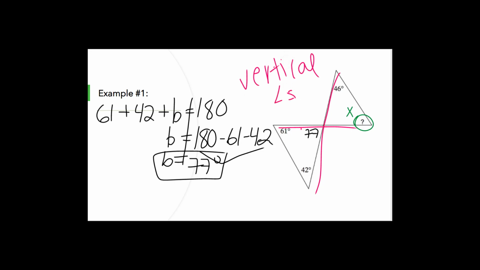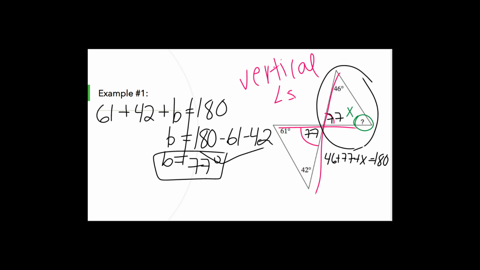So that means that this angle is equal to this one. So I can write 77. Now I can create an equation for this triangle because I have two angles. So my next equation is going to be 46 plus 77 plus x equals 180.